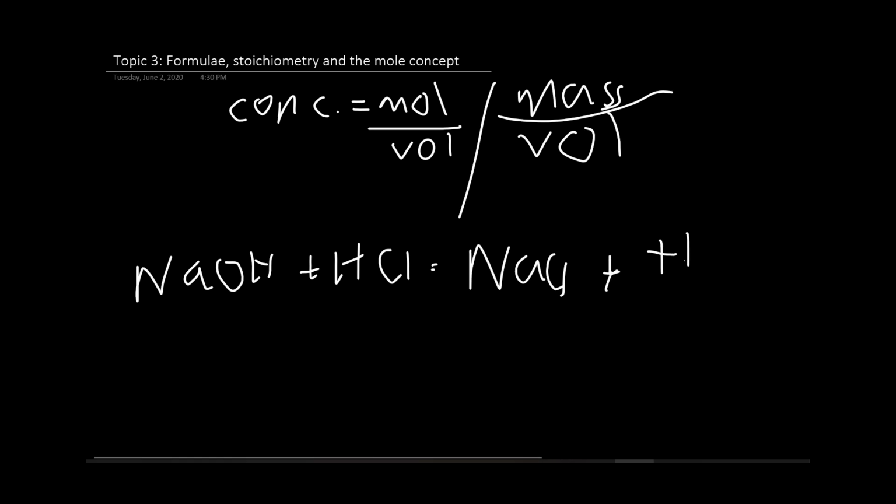So there's no need to balance it since it's already balanced. As you see, we have 1 sodium here, 1 sodium here, 1 chlorine here, 1 chlorine here, 1 oxygen here, 1 oxygen here, 2 hydrogens here, and 2 hydrogens here. So the reaction is balanced, right? The equation is balanced. Now, suppose you've been provided with, but all are aqueous. All of them are aqueous, except for water, of course, which is liquid itself, right?